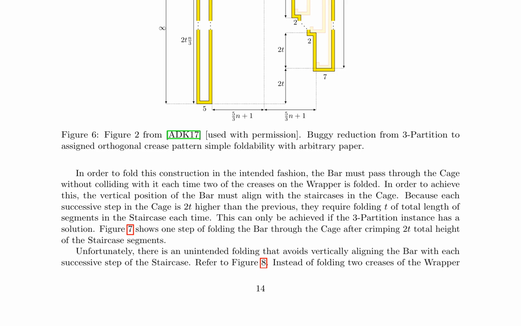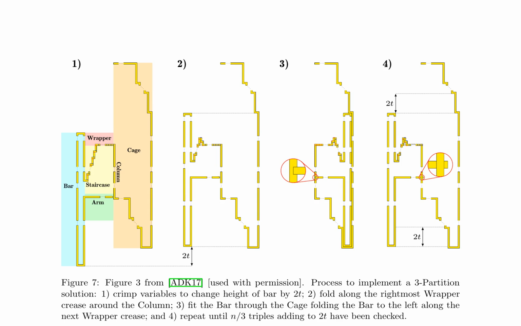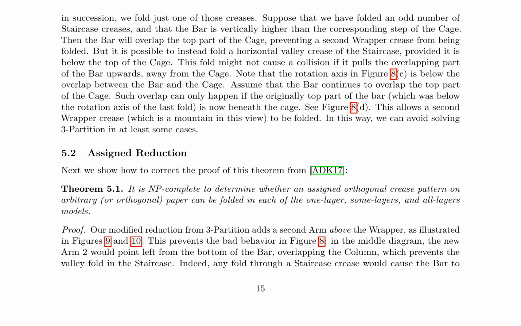This demonstrates the NP-hardness of determining whether an unassigned or assigned orthogonal crease pattern on arbitrary 2D paper has a simple folding, applying to all 3 models of simple folds. The paper discusses the NP-completeness of determining whether an assigned or unassigned orthogonal crease pattern on arbitrary paper can be folded in the one-layer, some-layers, and all-layers models. It presents 2 main reductions: the assigned reduction and the unassigned reduction.